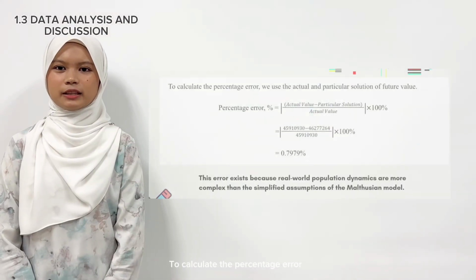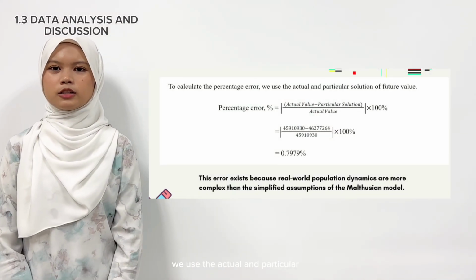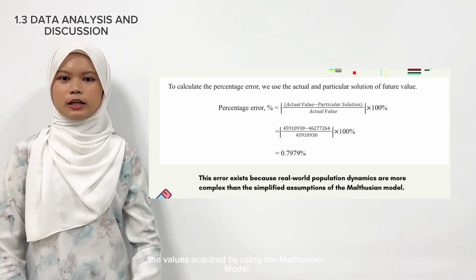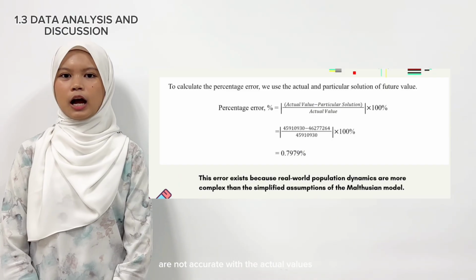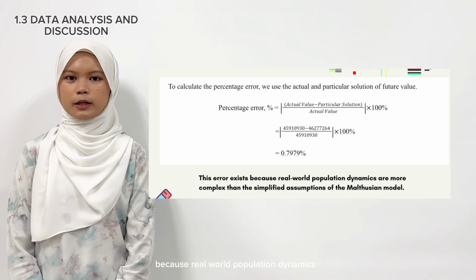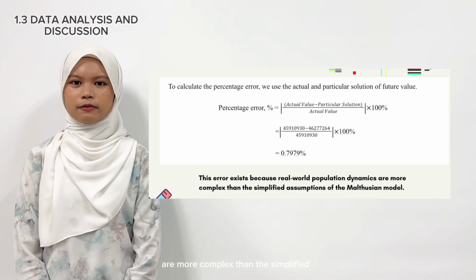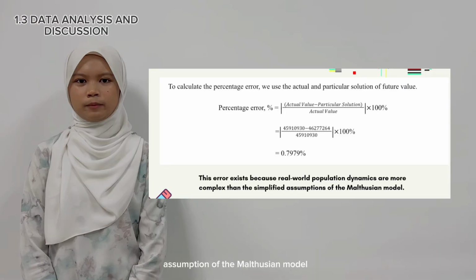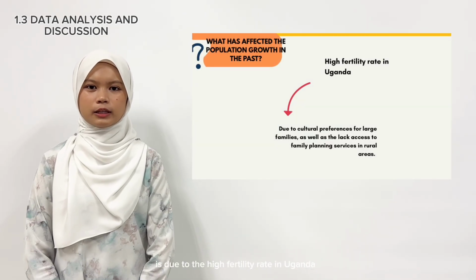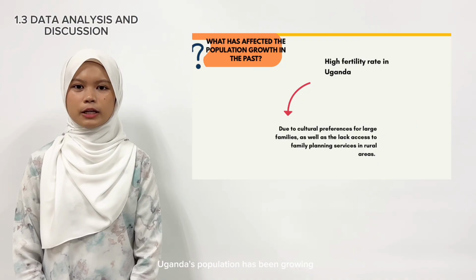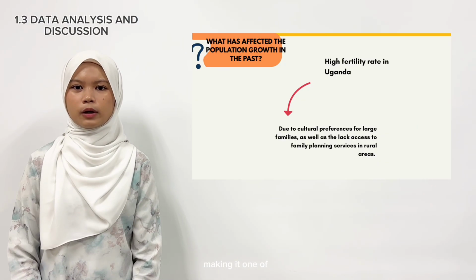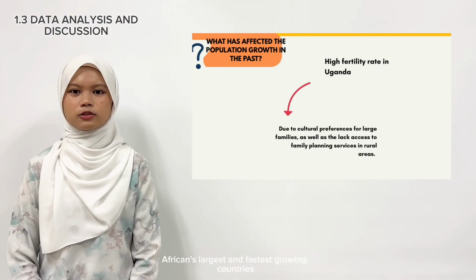To calculate the percentage error, we use the actual and particular solution of future value. As seen in our calculation below, the values acquired by using the multi-region model are not accurate with the actual values. This error exists because real-world population dynamics are more complex than the simplified assumption of the Malthusian model. One of the factors that has affected population growth in the past is due to the high fertility rate in Uganda. Uganda's population has been growing at an alarming rate over the last few decades, making it one of Africa's largest and fastest growing countries.